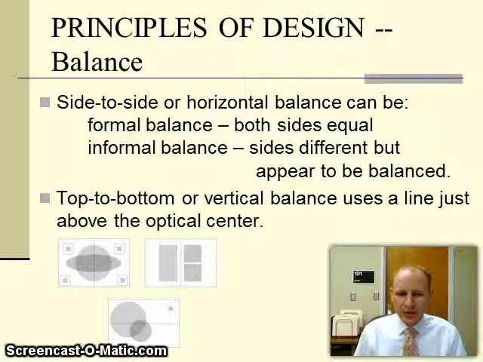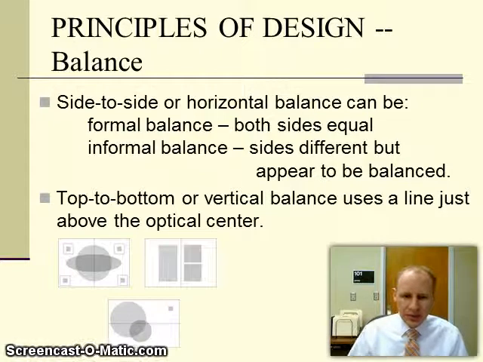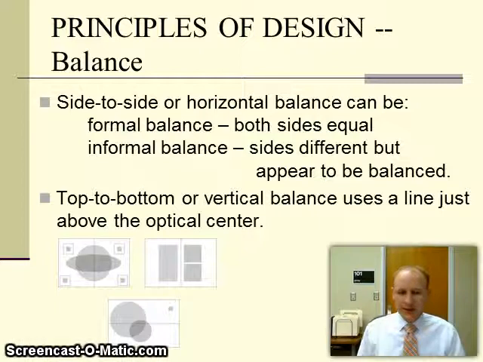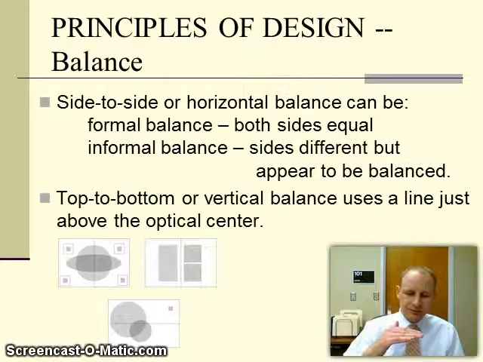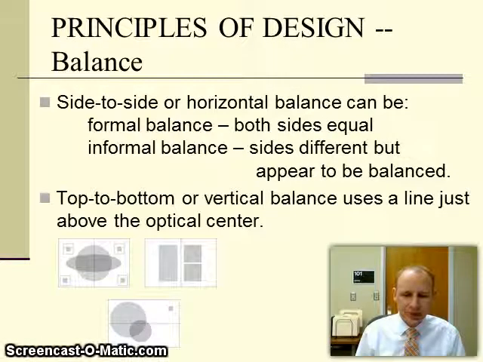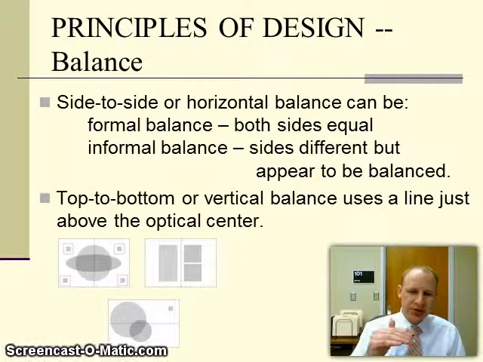But we can also have an informal balance. Things can still be balanced together. They don't have to be exactly the same. They're a little bit different, but yet they're still balanced well together. Here you can see in the second picture where the two are different, but very similar and well balanced. We can also have a top to bottom or vertical balance. Again, a symmetrical balance would have it right down the middle. But oftentimes we can use a line just above the optical center to also create a nicely balanced look. Just offsetting that middle a little bit one way or another can give us a level of balance.